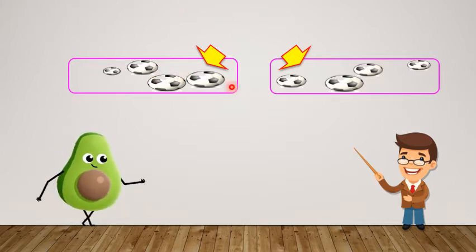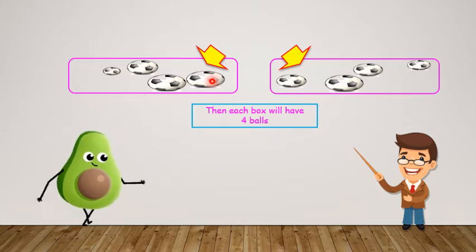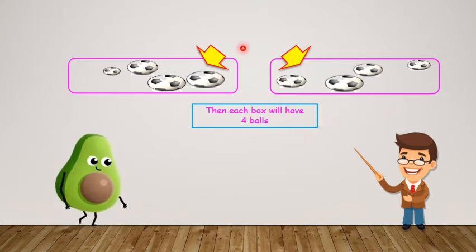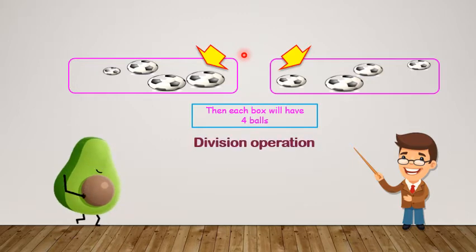I have in each box 1, 2, 3, 4. So each box has 4 balls. So this means when I distribute the 8 balls equally, each one will have 4. So what is this called? This is called the division operation.